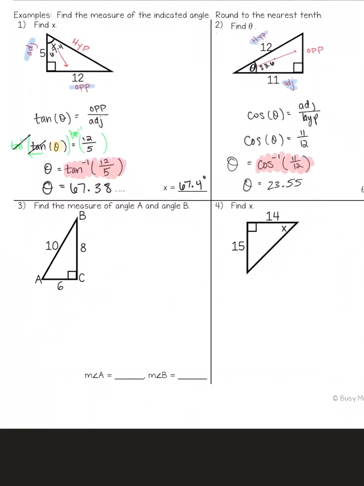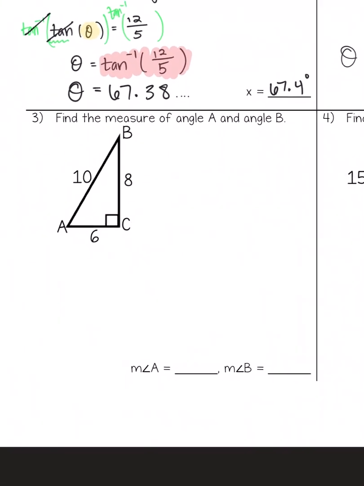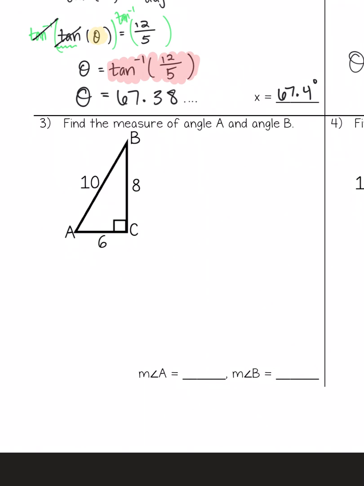Okay, let's just do one more. For this problem, they're asking us to find the measure of angle A and of angle B. So let's just start with angle A. If this is my unknown angle, if I call that theta, well, my hypotenuse is the side that's 10. My opposite is the side that's 8. And my adjacent is the side that's 6.